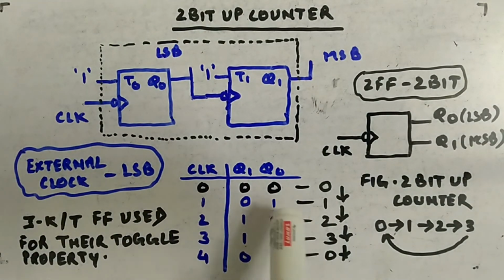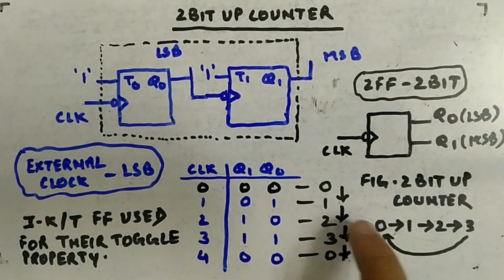So what you are getting in decimal, you can see 0 0 is 0, 0 1 is 1, 1 0 is 2, 1 1 is 3. Then in the fourth clock pulse, you are again getting 0 0. So your sequence is like 0 1 2 3 0, 0 1 2 3 0, and it will go on and on. If the fifth clock pulse comes, it will show 1, sixth clock pulse 2, seventh clock pulse 3. Likewise, it goes on and on. It is a never-ending type of counter.